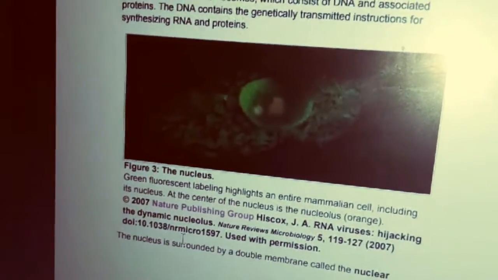So as you can see, here is the nucleus. It's like a green fluorescent highlight of an entire mammalian cell including its nucleus. At the center of the nucleus is the nucleolus.